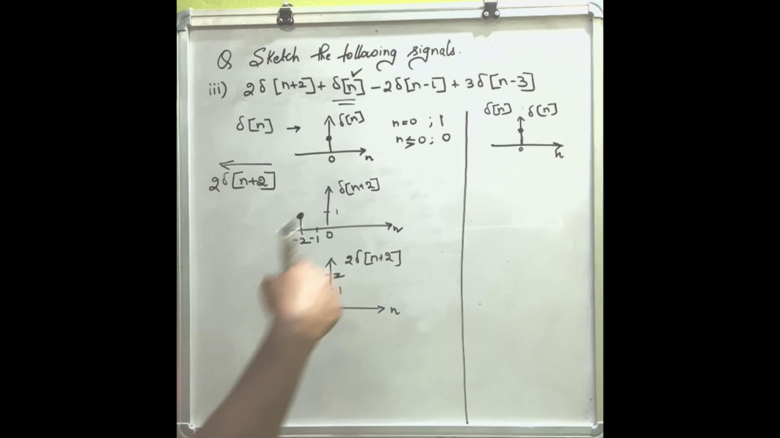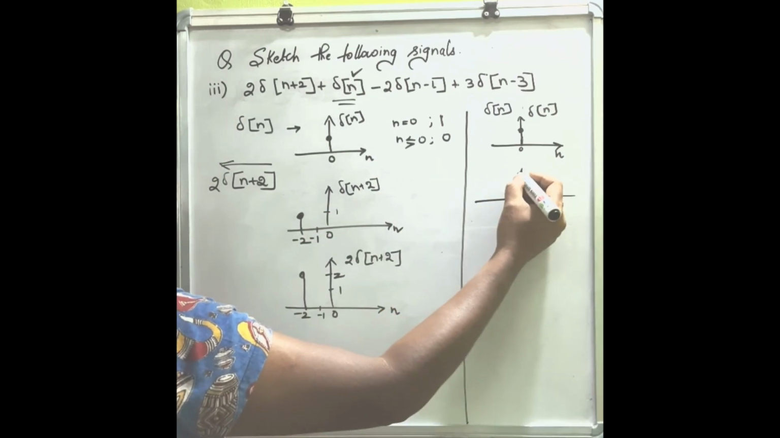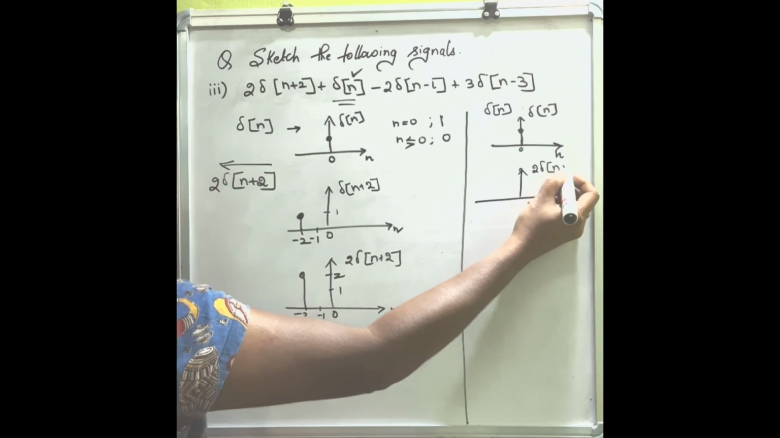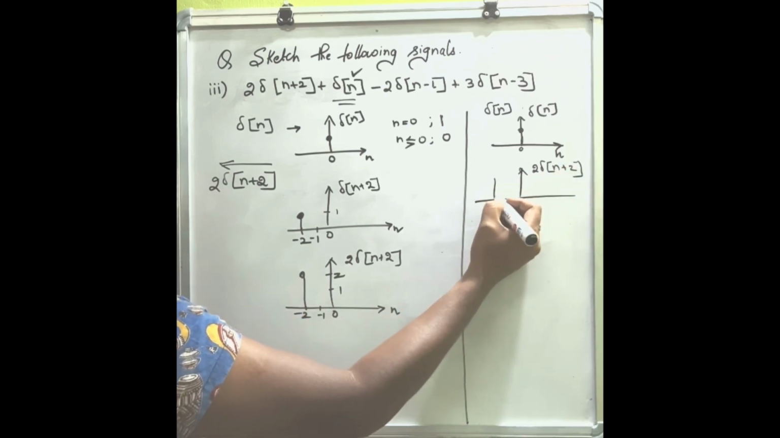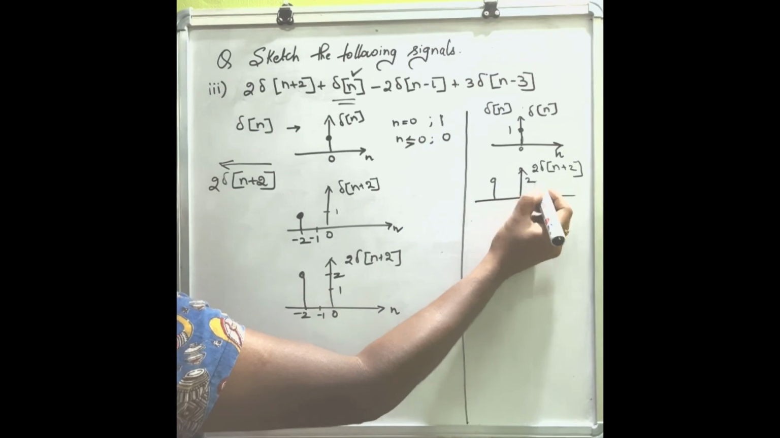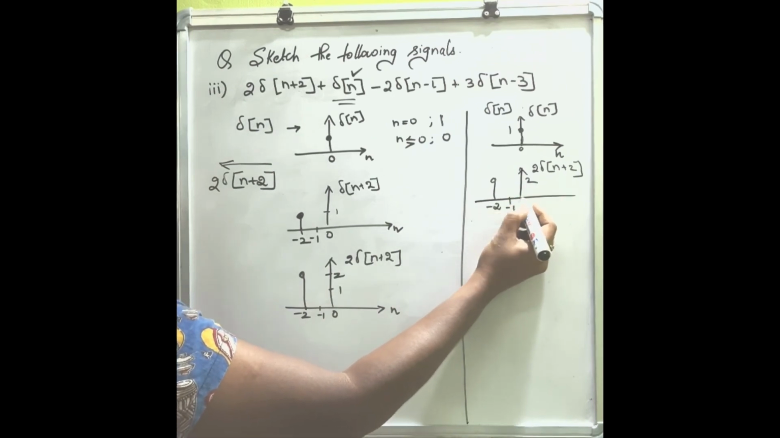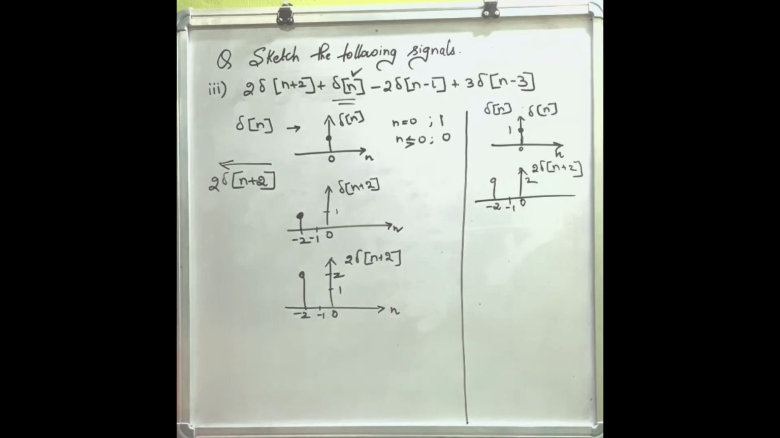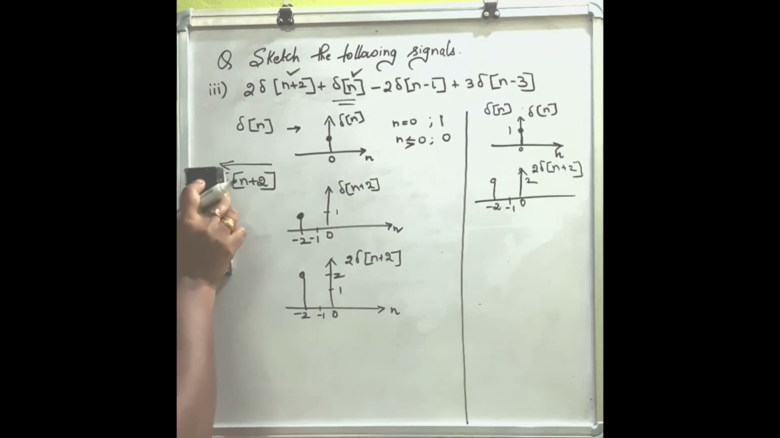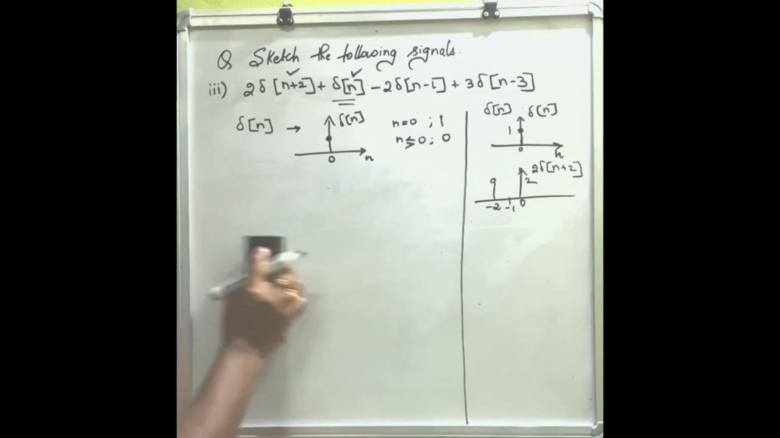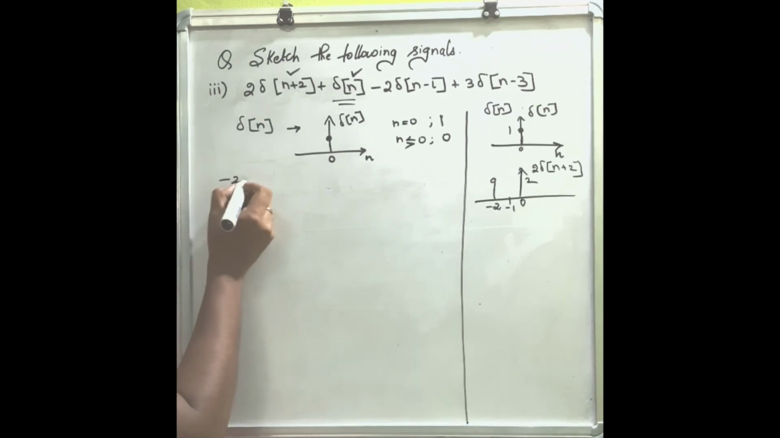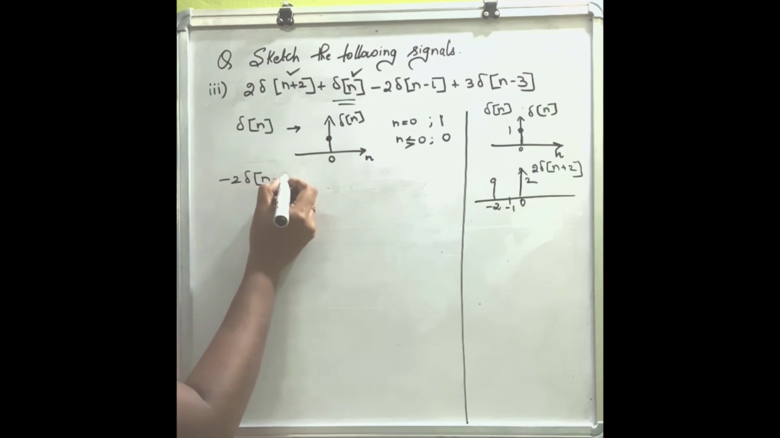Now let's write this separately. 2 del n plus 2. The amplitude is 1 here, and here it is 2 at minus 2. So we have found the first signal, and we have found the second signal. Let's move on with the third signal, minus 2 del of n minus 1. I'll write it here: minus 2 del of n minus 1.